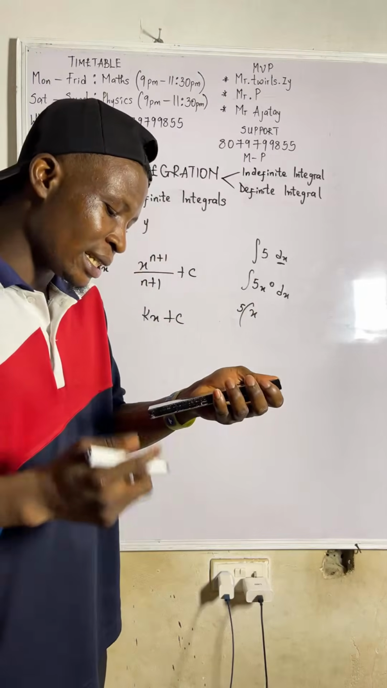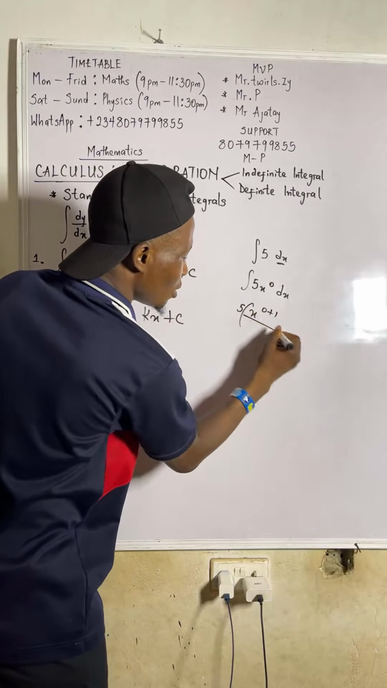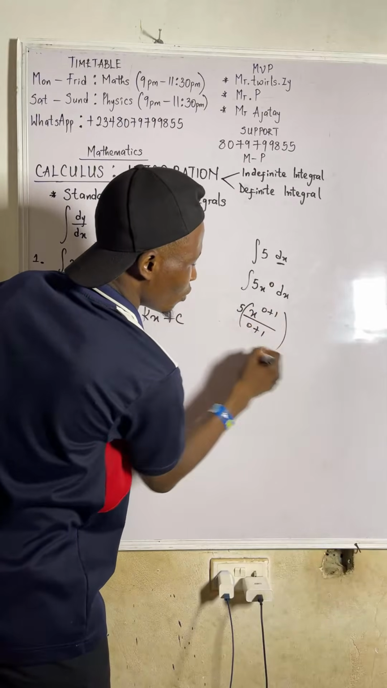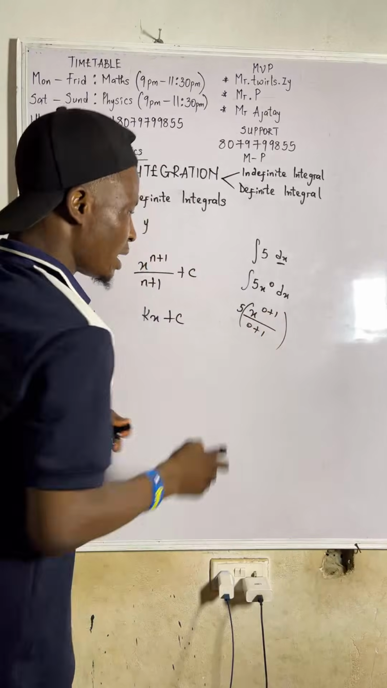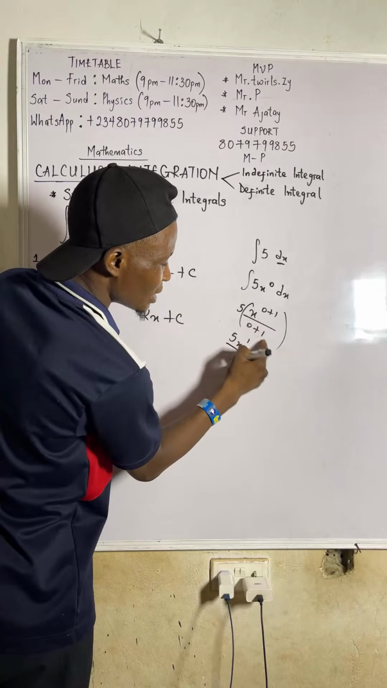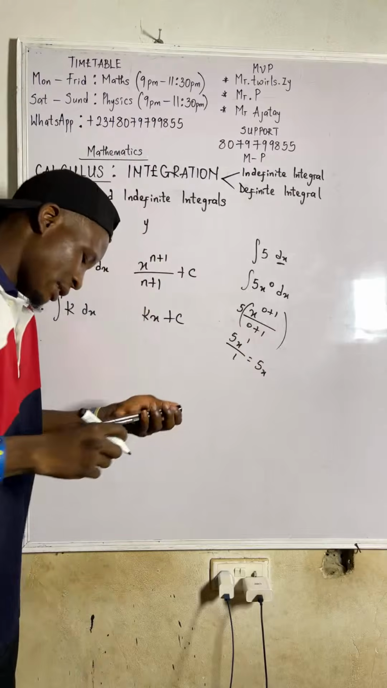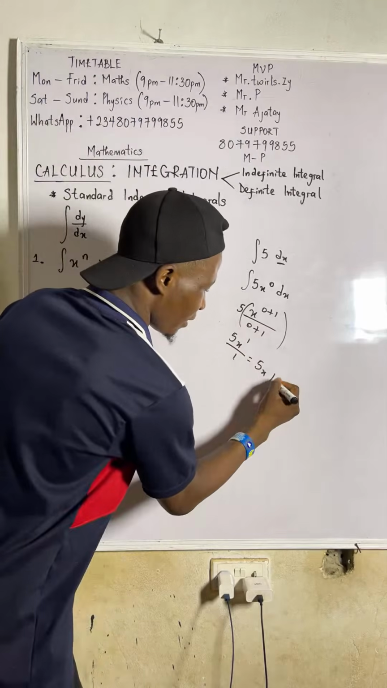If you want to integrate, you add 1 to that power. What is the power? 0. Add 1 to it over 0 plus 1, over that same power. Do you get it now? So that will give us 5x to the power of 0 plus 1, which is 1, over 0 plus 1, which is 1. That will give me 5x. You see that? That will give me 5x plus c.